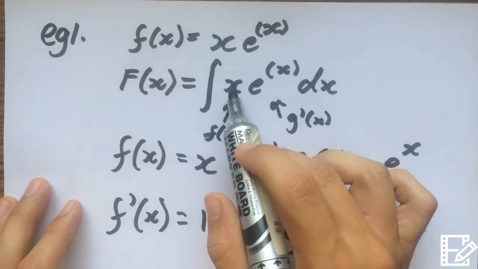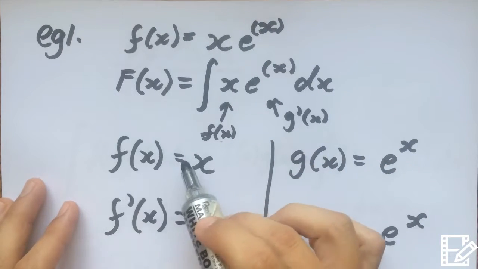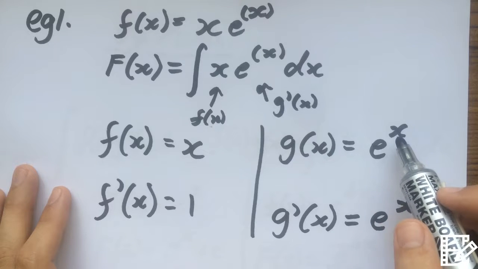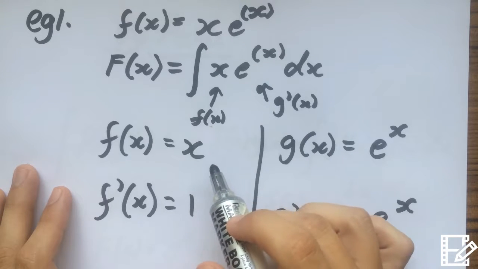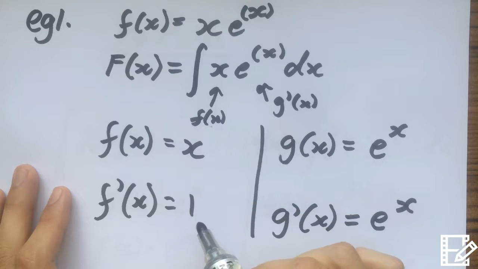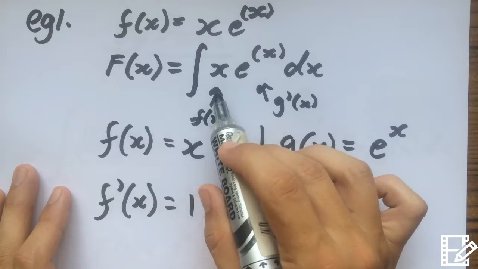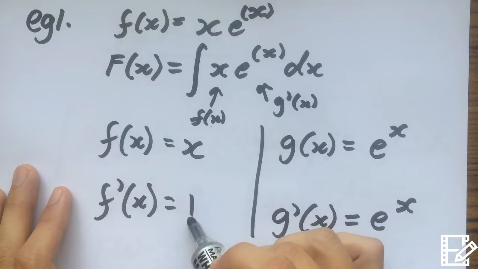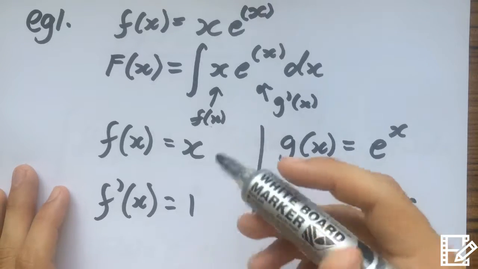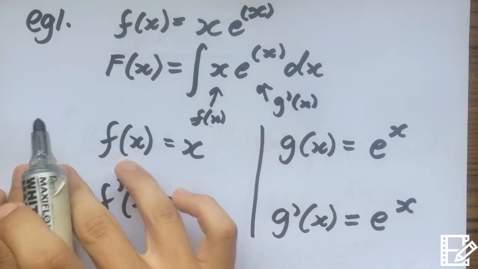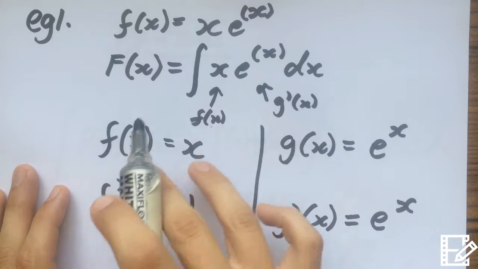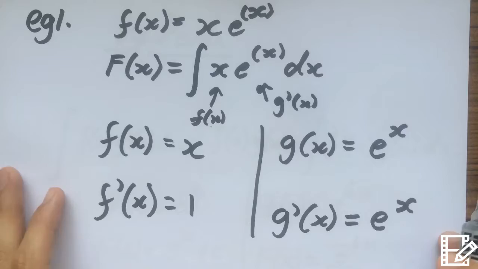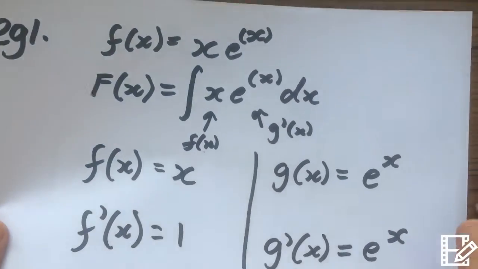Basically, I pick x to be my f(x) because I know I have to derive it. I don't want to have to derive e to the power of x because that would just become e to the power of x. So I chose x to be the f(x) because if I derive it, I would get 1. And the one you want to be f(x) out of these two is the one that simplifies when it derives. You don't want more mess, you want less mess.